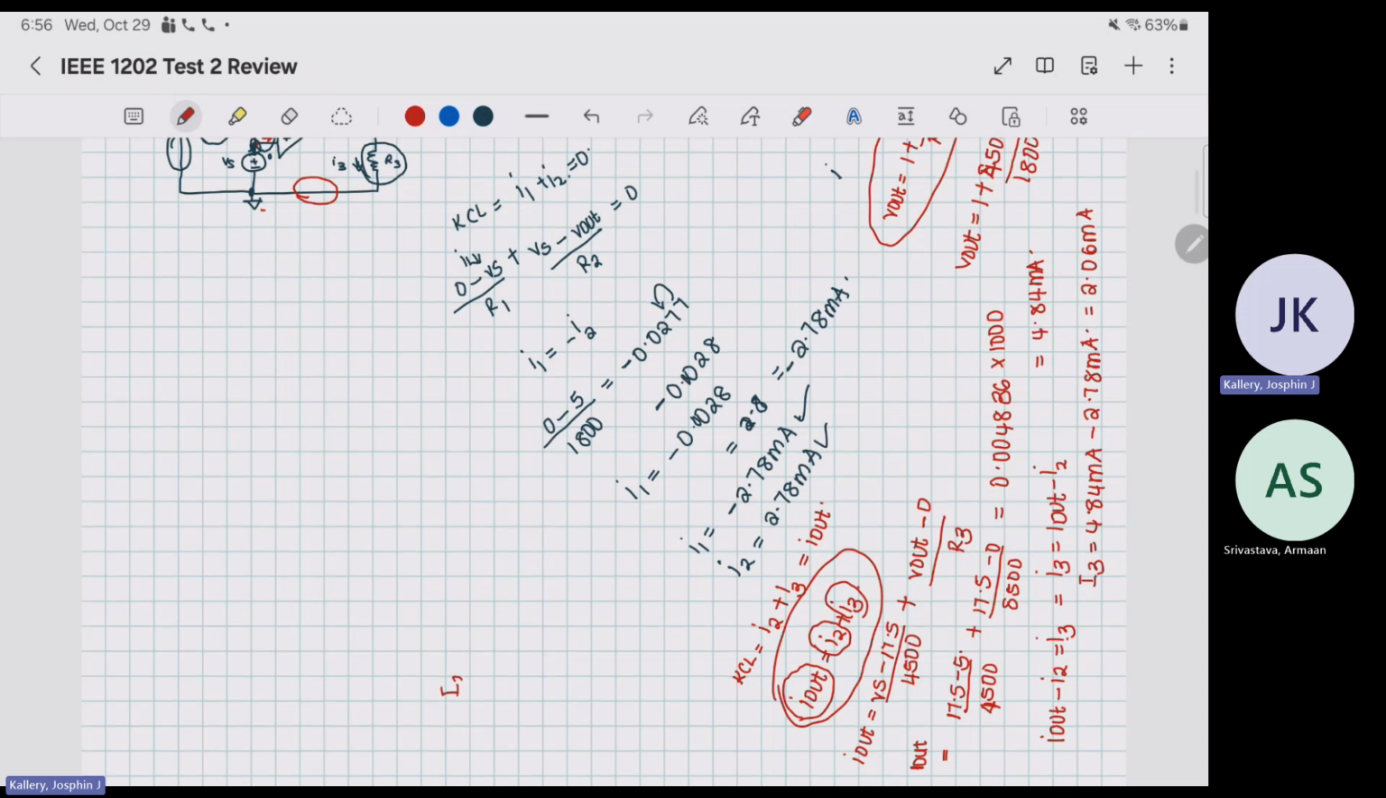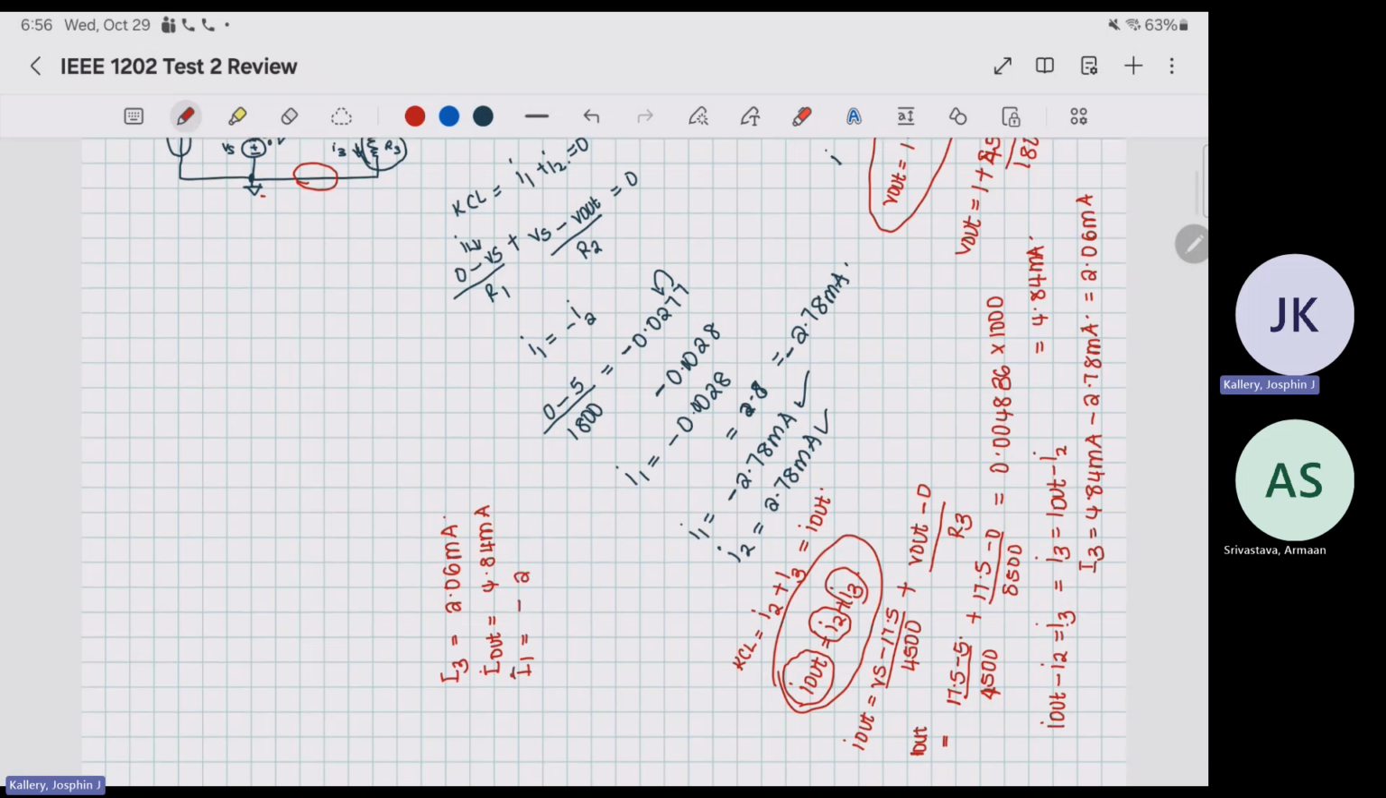Sorry, I'm all over the place. I3 is 2.06 milliamperes, and then I out is equal to 4.84 milliamperes, and then our I1 is equal to minus 2.78 milliamperes, and then our I2 is equal to 2.78 milliamperes. So those are our answers.